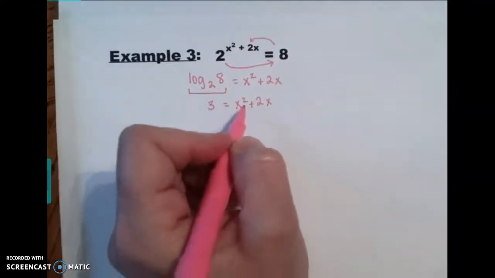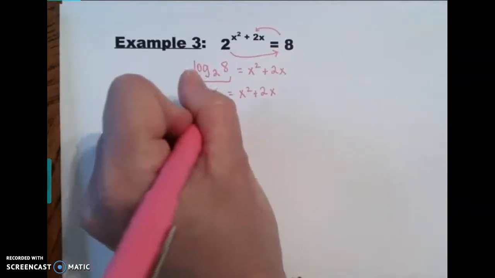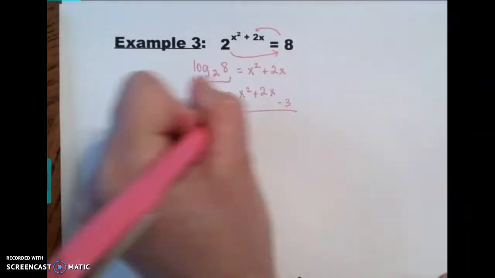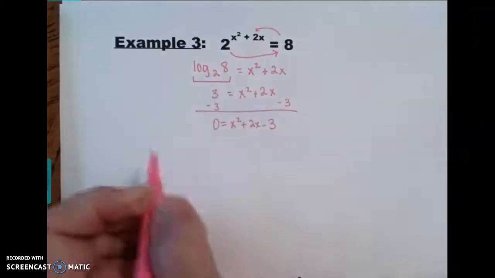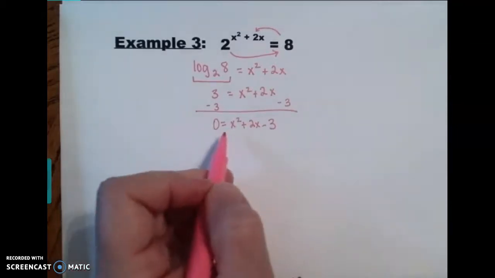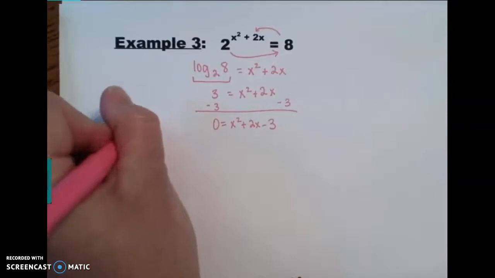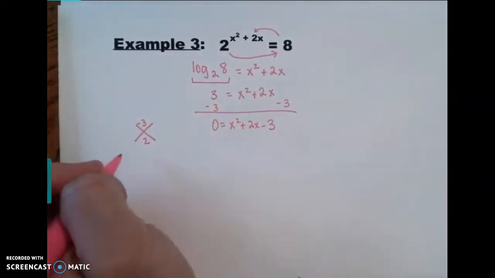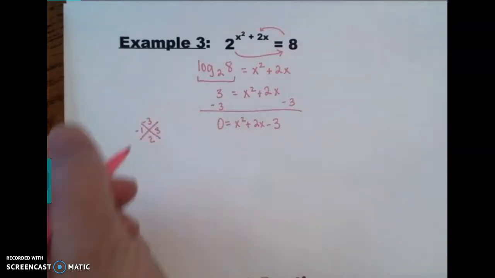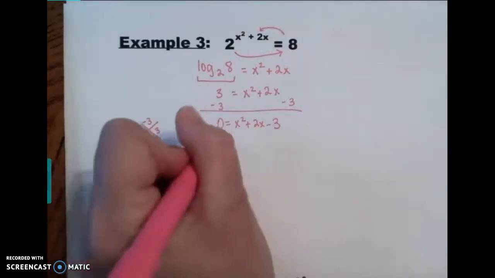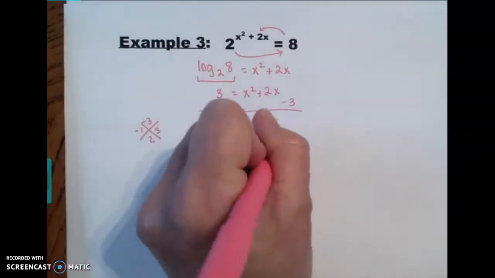I see that this is a quadratic, so I want to set it equal to 0. So I'm going to subtract that 3 over. So we'll have 0 equals x squared plus 2x minus 3. So then we need to think about factoring. So if we factor with AC, that's 1 times negative 3 is negative 3. We need factors that add to be negative 2. So those are going to be negative 1, positive 3. We can use our shortcut here. So that's going to be x minus 1, x plus 3.